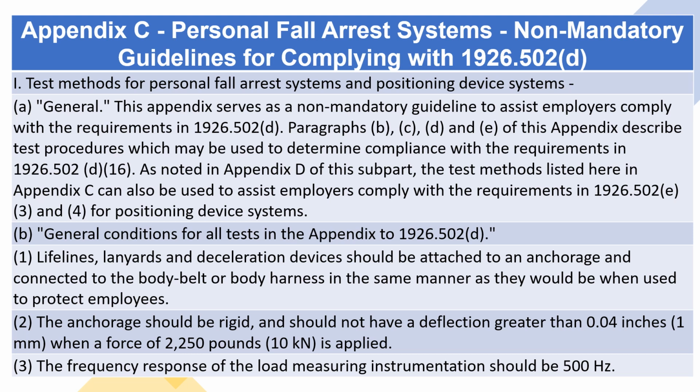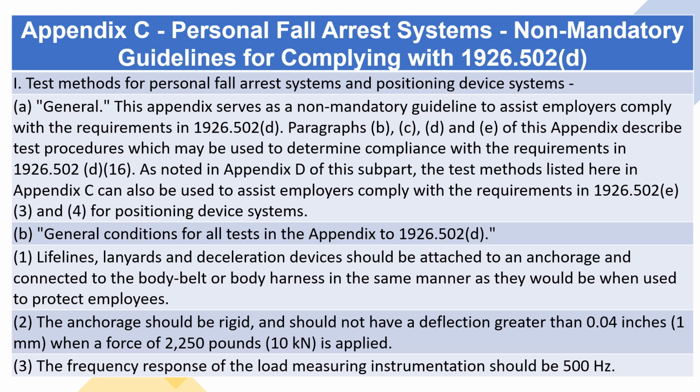B. General conditions for all tests in the appendix to 1926.502(d). 1. Lifelines, lanyards, and deceleration devices should be attached to an anchorage and connected to the body belt or body harness in the same manner as they would be when used to protect employees. 2. The anchorage should be rigid and should not have a deflection greater than 0.04 inches (1 mm) when a force of 2,250 pounds (10 kN) is applied.